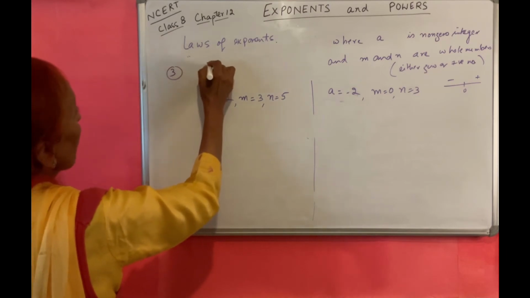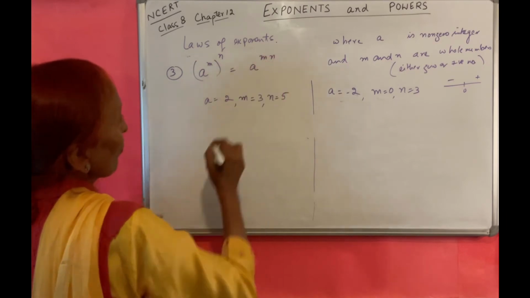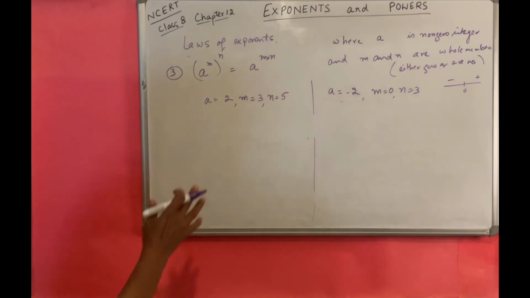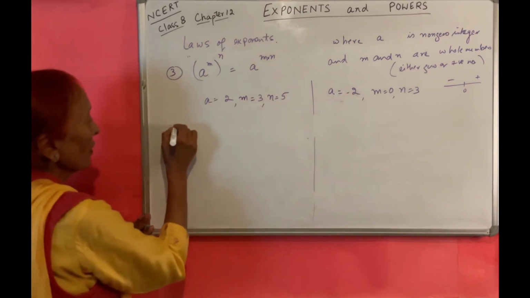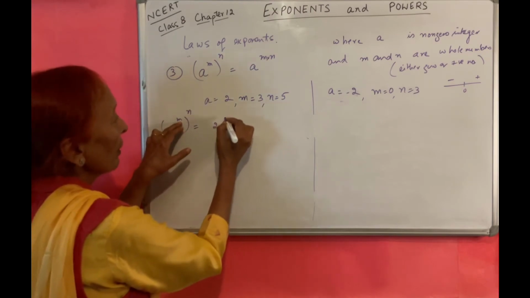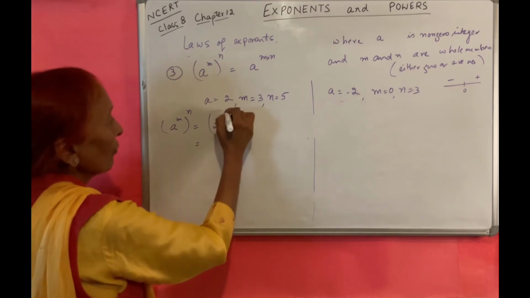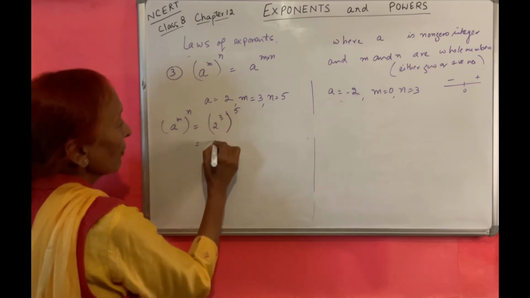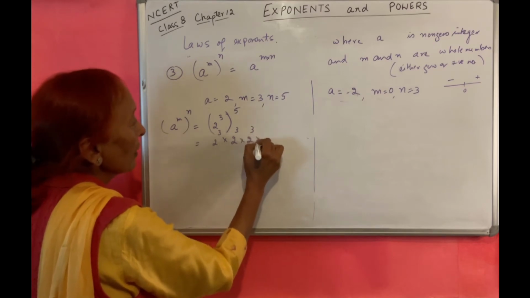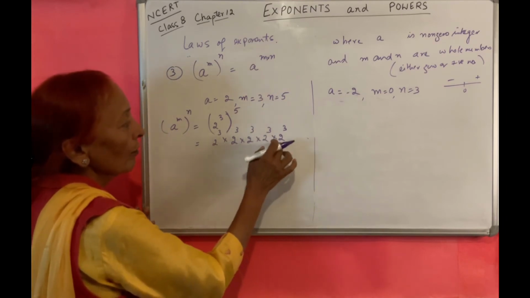Third is a raised to power m, again raised to power n is a raised to power m into n, right? Again, values we have taken. We will start with the left hand side. This is a is 2, raised to power m is 3, again raised to power 5. So first we will open this bracket. Raised to power 5 means 2 raised to power 3 multiplied by 2 raised to power 3, how many times? 5 times, right? 1, 2, 3, 4, 5.